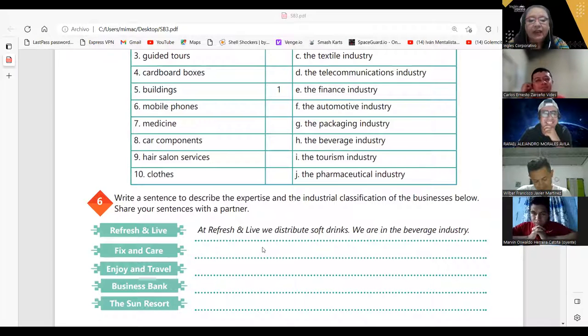At Fix and Care, we fix cars, or we fix your car, period. We are in the car industry, in the car fix and care industry, for example. Yes? Did you get the idea? Yes?